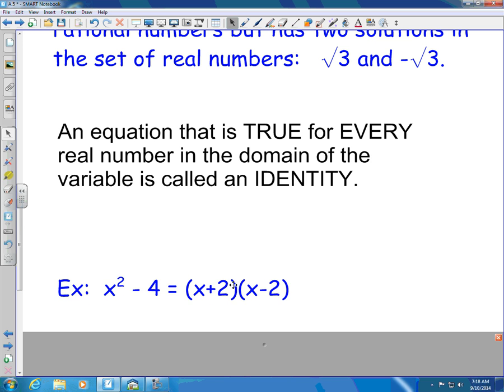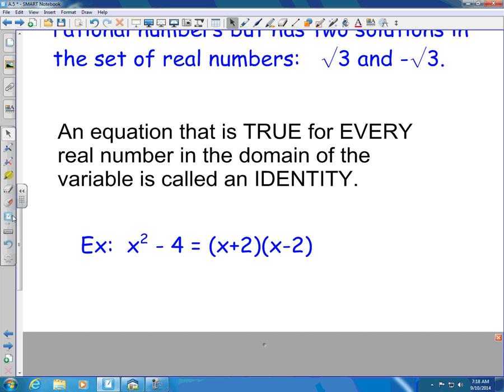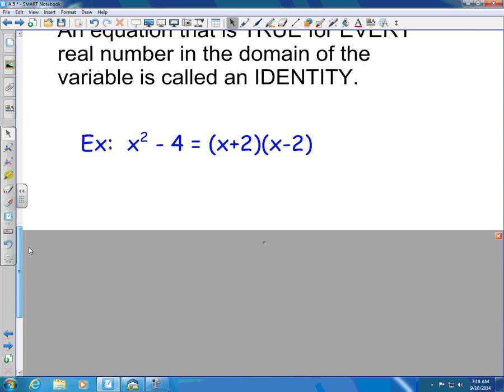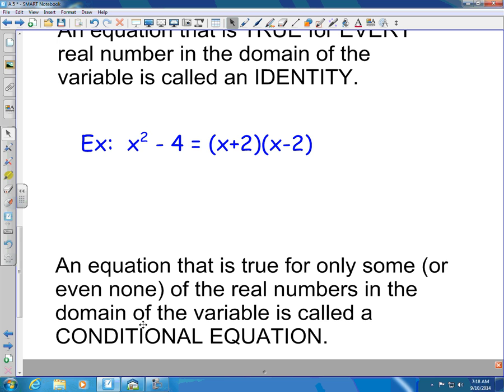So here's an example of an identity. X squared minus 4 equals x plus 2 times x minus 2. That equation is true no matter what we plug in for x. So for every single real number that we would plug in, you can plug in 5, you could plug in 12, you could plug in negative square root of 3, and they're always going to be the same on both sides. So that makes that an identity.